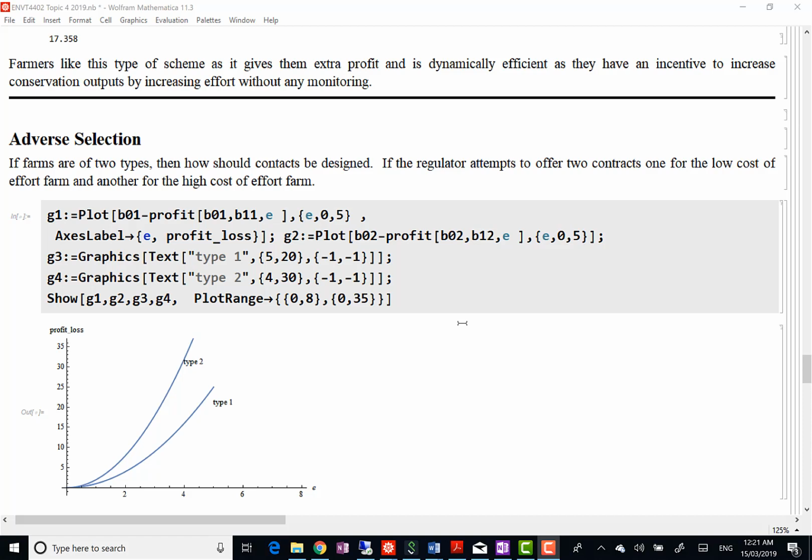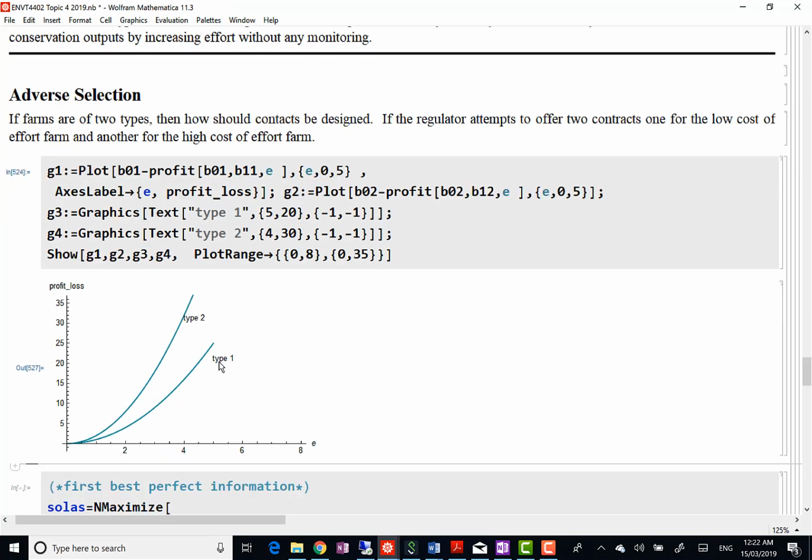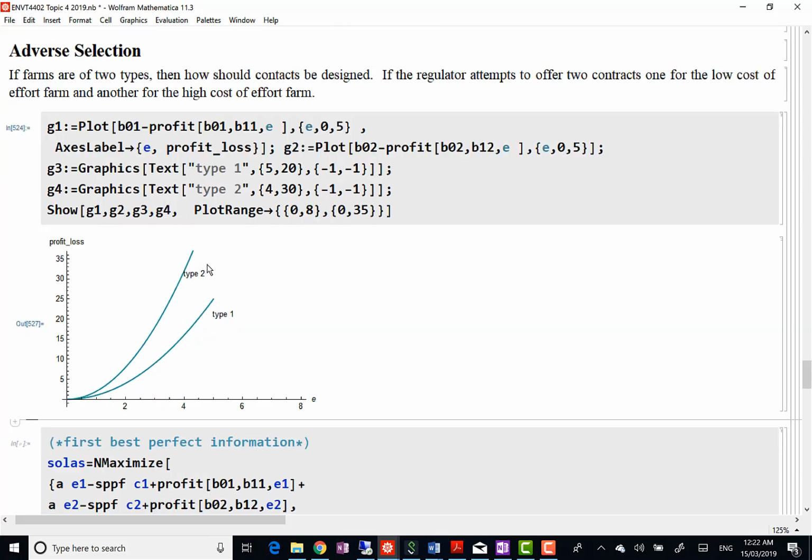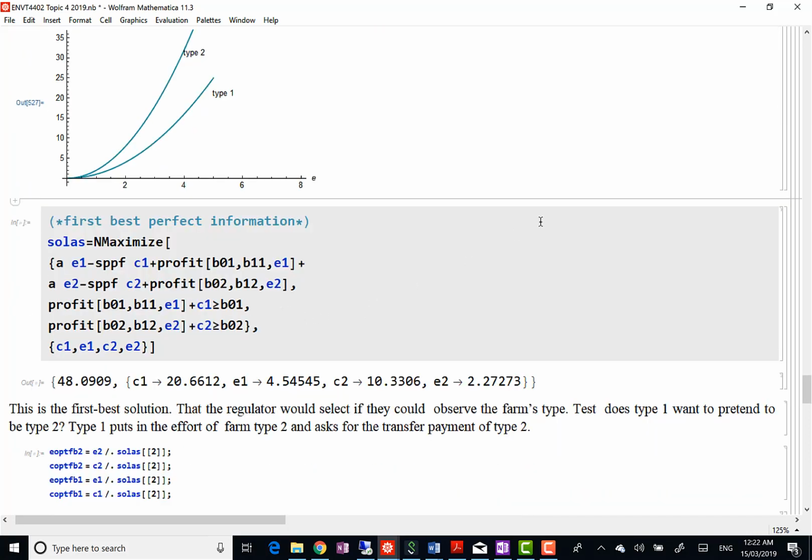So the problem with that is that you're paying type 1 farmers, the low cost farmers, more than you need to for their conservation effort, and the conservation scheme will lose efficiency. So the difference in profit loss from conservation effort can be seen in this diagram here, and we see that type 1 has a low profit loss due to conservation effort, and type 2 has a relatively high profit loss due to conservation effort.